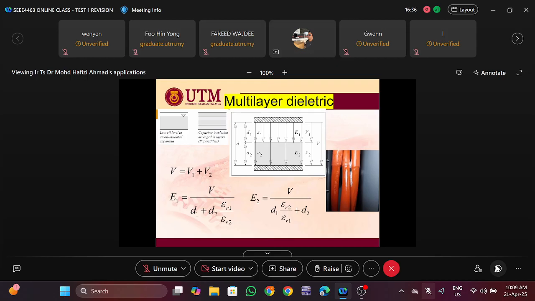You might see that it has either an increase or a decrease, so it might depend on epsilon R1 and epsilon R2. If epsilon R1 is more than epsilon R2, you might see the denominator increase, and then E1 might be reduced.